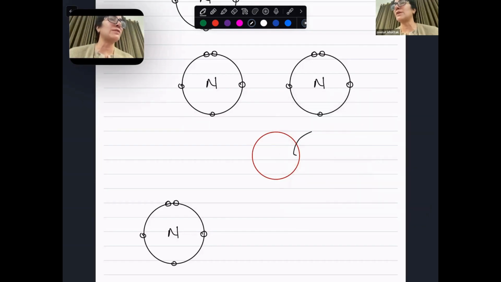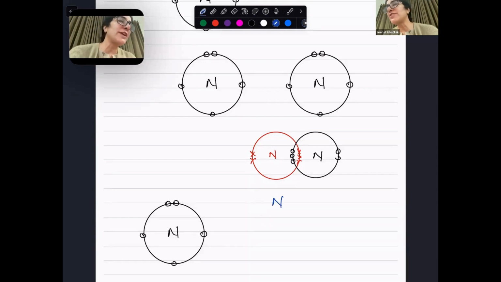And this is another nitrogen. What is this? This is another nitrogen. This one is sharing how much? 1, 2, 3. How much is it left? 2. And what about the other one? Same. 1, 2, 3, 4, 5. So between the two nitrogen, there is a triple covalent bond.